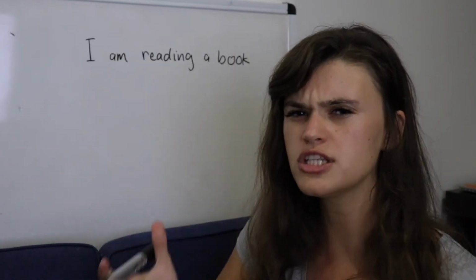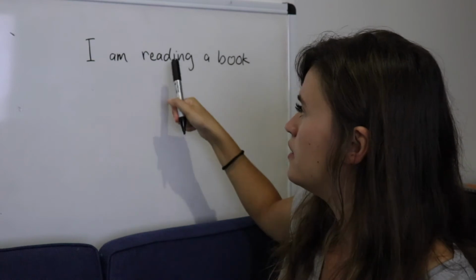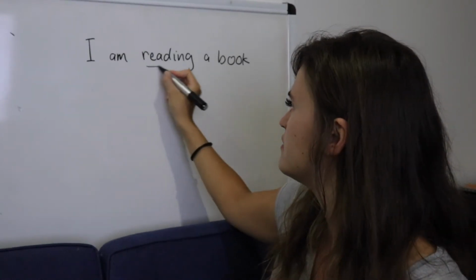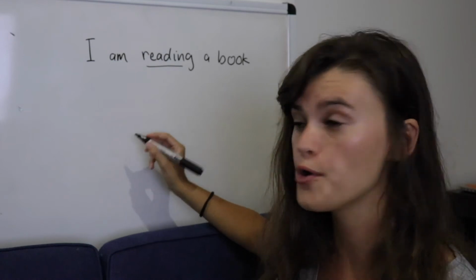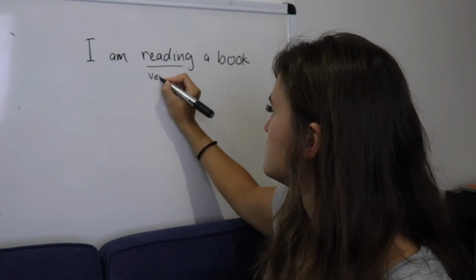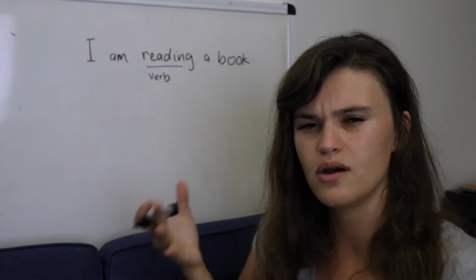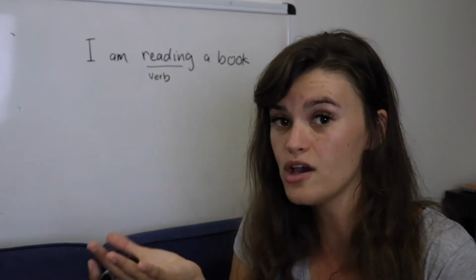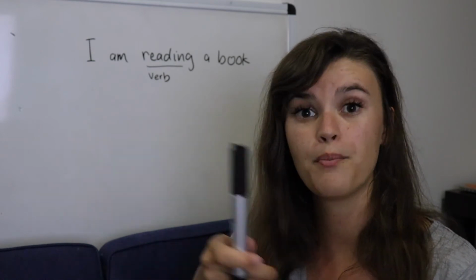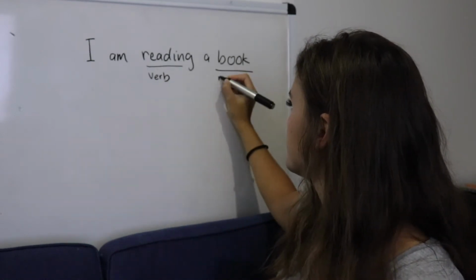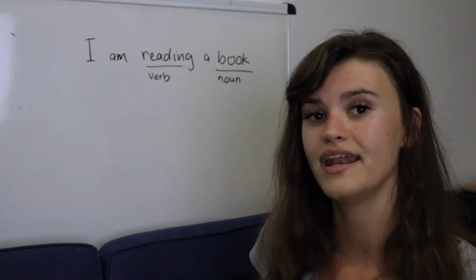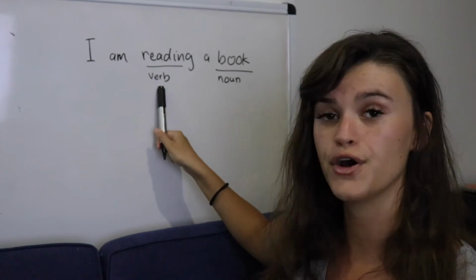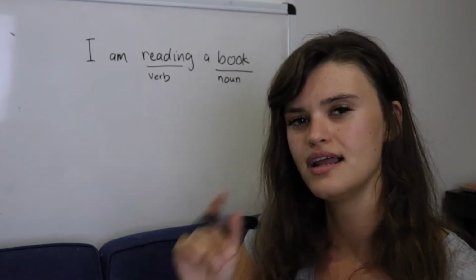Let's think of some sentences with verbs and nouns. Okay, so which is the action word? Reading. So that is our verb. Now, which one is the noun? An everyday object. Book. Noun. Verb and noun.